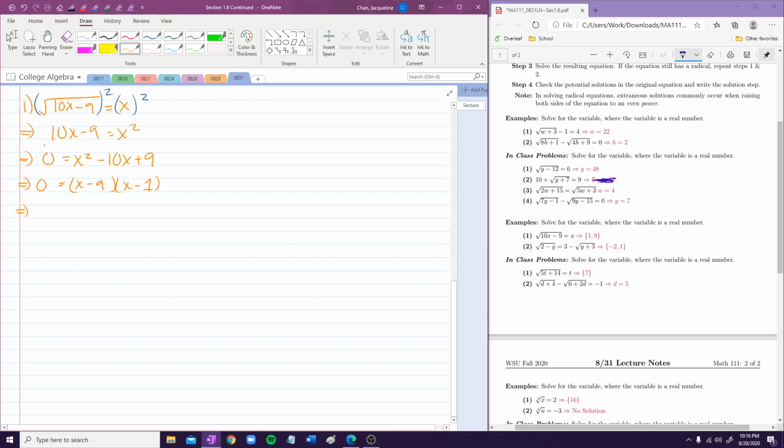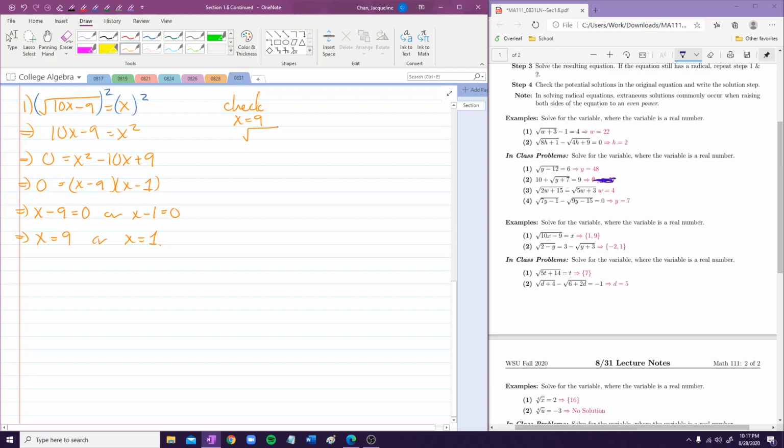Now we can use the zero product property. So this is x minus 9 is equal to 0, or x minus 1 is equal to 0. Okay, so I get x is equal to 9, or x is equal to 1. Right, so now we're going to check. We're going to check x is equal to 9.